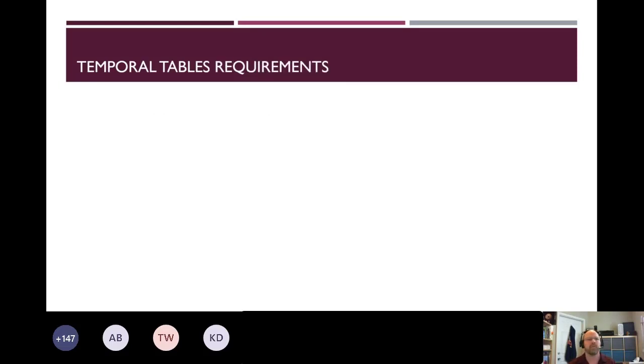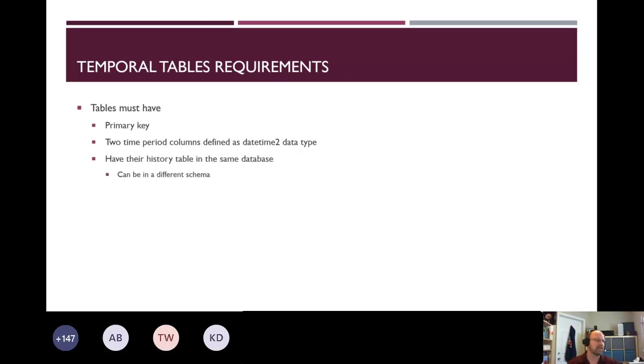So there are a few requirements with temporal tables. The first is your table must have a primary key, which hopefully everybody's using a primary key so you can edit it in Access. You also have to have two time period columns, which are going to be defined as a datetime2 data type. And we'll see an example of that in just a second. And then the history table must live in the same database. So you can't split it off into a separate database. It can, however, be in a different schema, which is probably a best practice.